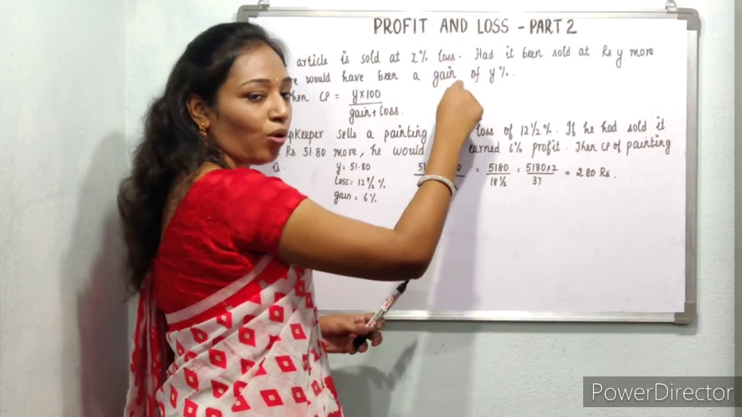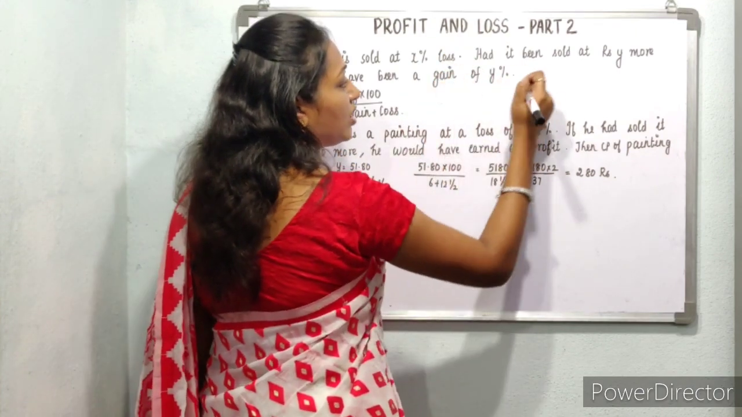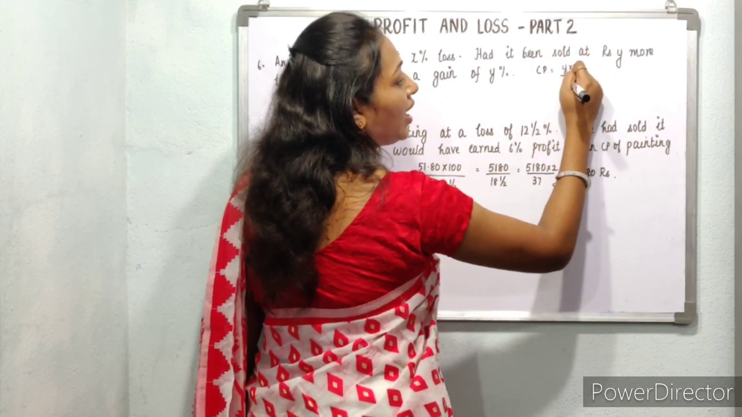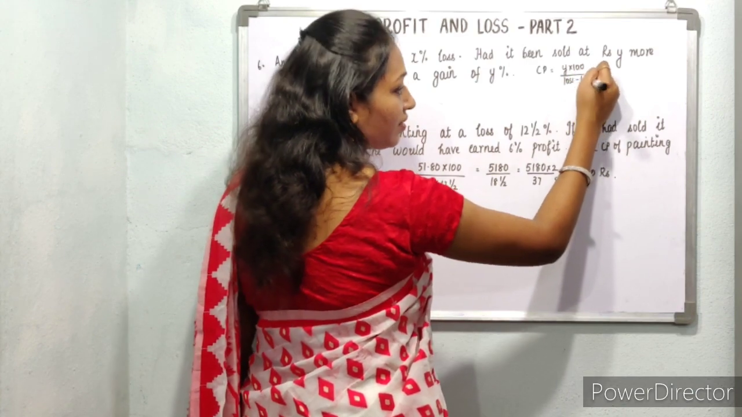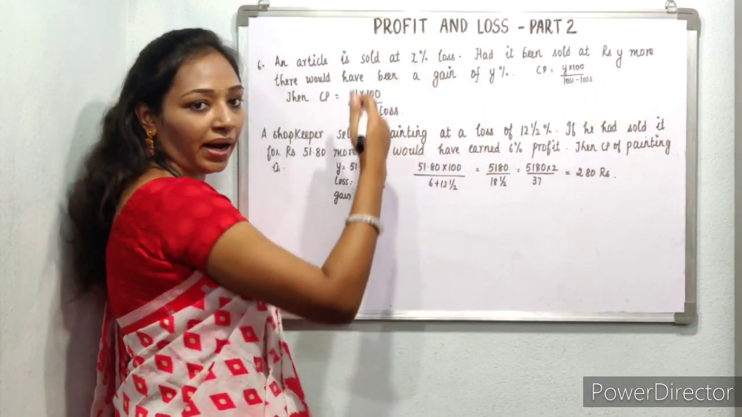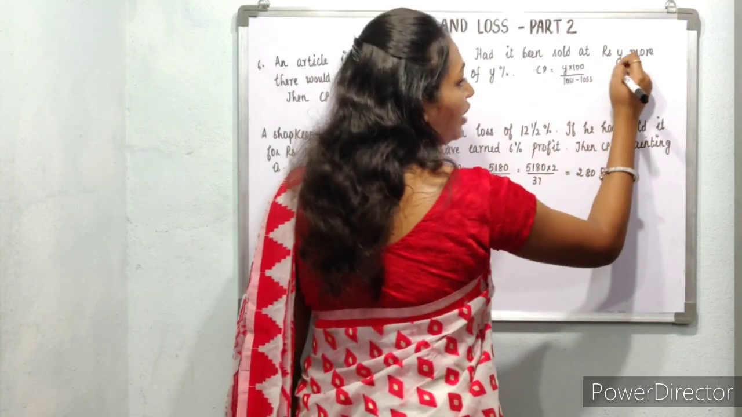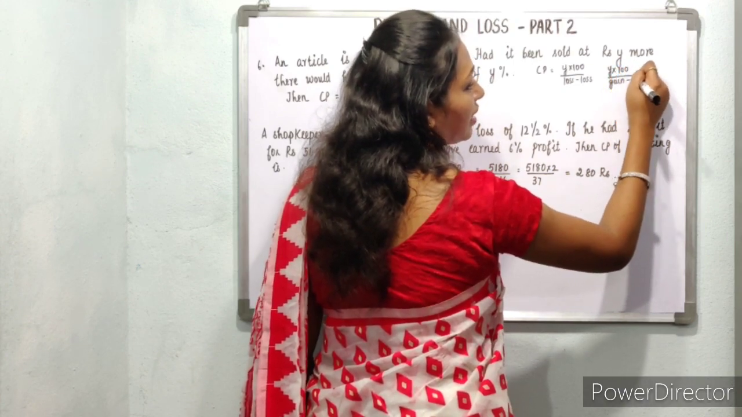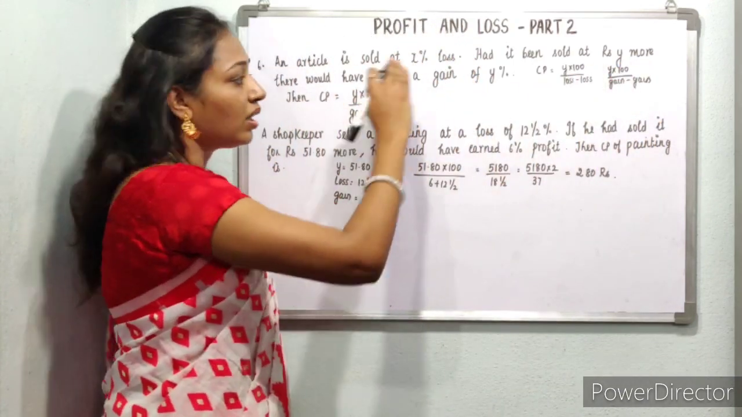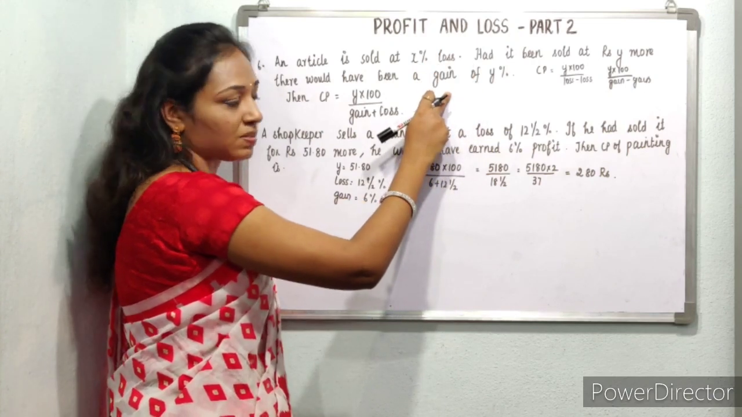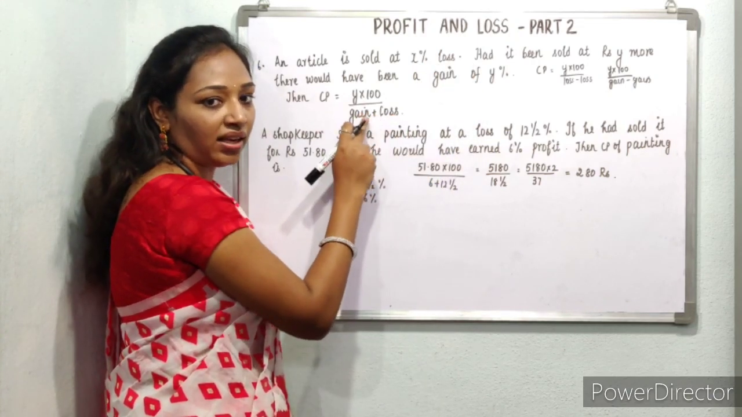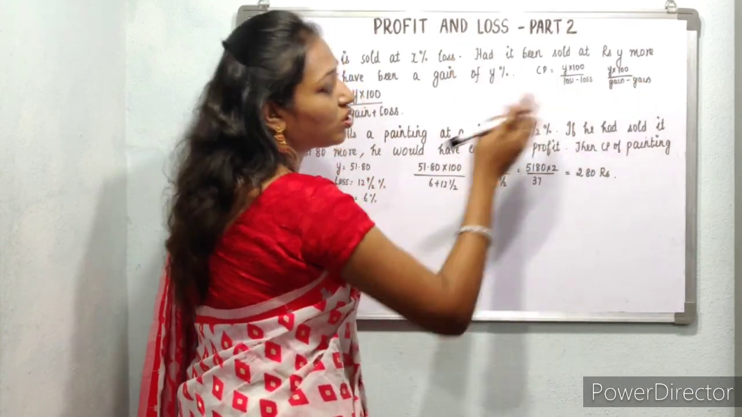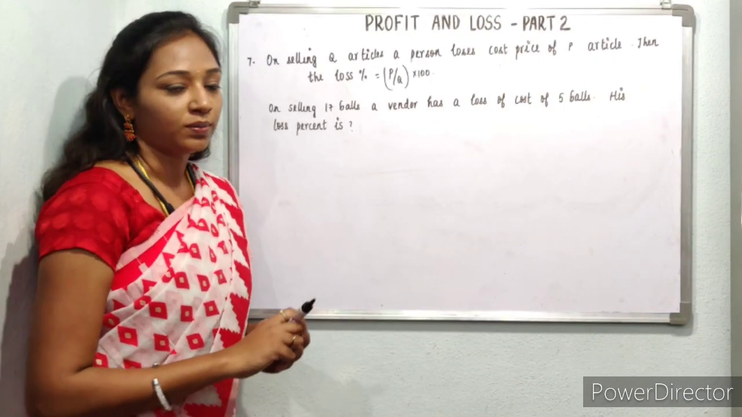So when you get loss in both, at that time the formula changes like this. Cost price equal to Y into 100 divided by loss minus loss. If both are loss, then we subtract both the losses. When both are gain, then too we subtract both the gains. Y into 100 divided by gain minus gain. So I repeat, when in the problem one loss and one gain is mentioned, we add the gain and the loss. But if both are loss, we subtract it. And if both are gain, then also we subtract it. We'll go to the next formula.